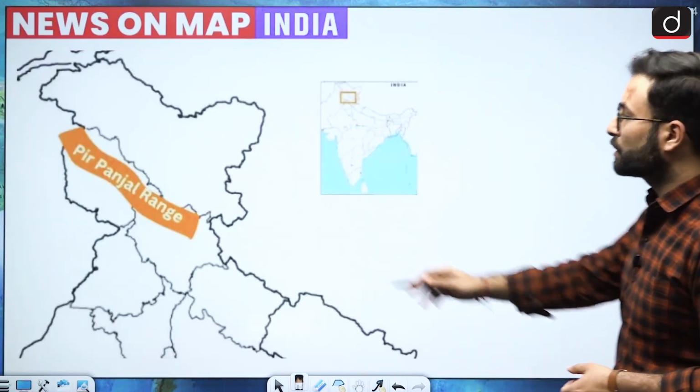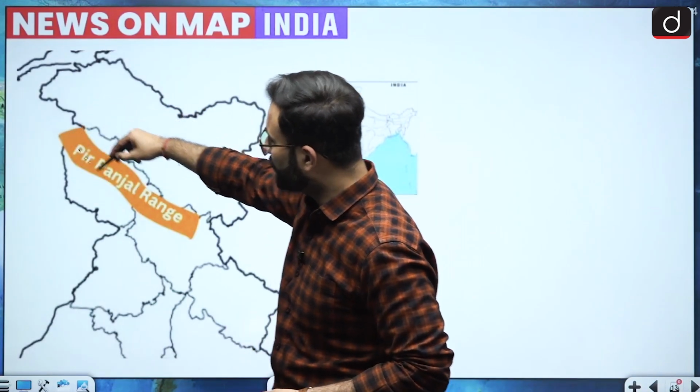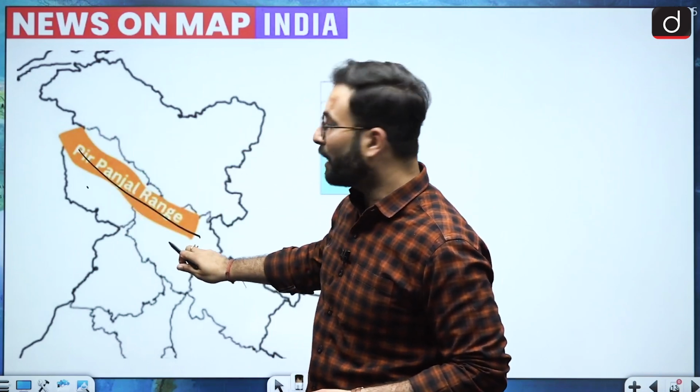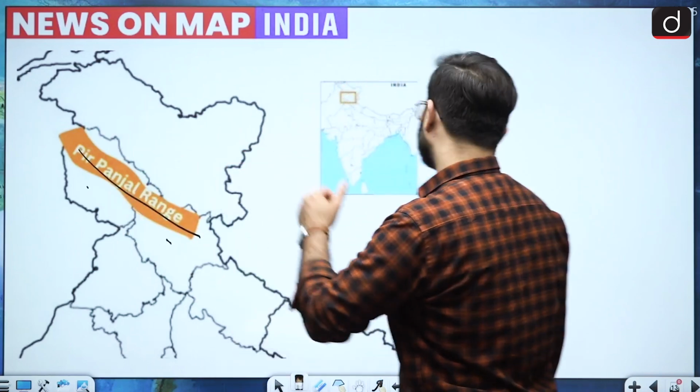Now here you can see the location of Pir Panjal. As I told you, this is the Pir Panjal range, which is there in Jammu and Kashmir and parts of Himachal Pradesh. Okay, so that is about Pir Panjal.